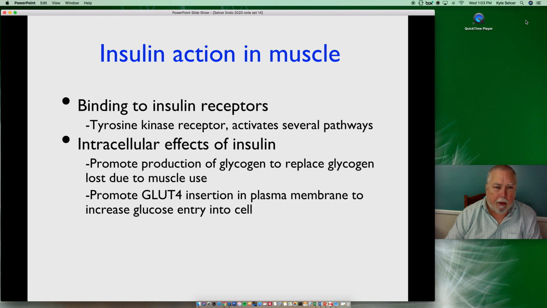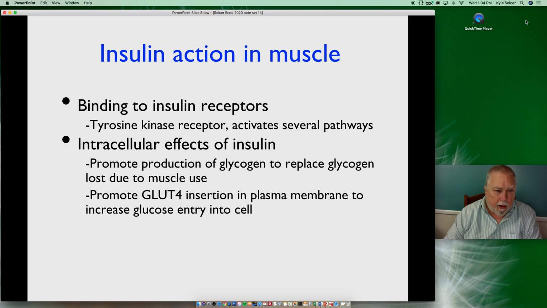Insulin action in the muscle. Insulin operates by binding to insulin receptors. As we saw, it's a tyrosine kinase receptor, and it activates a lot of different pathways. Intracellular effects of insulin promote glycogen to replace the glycogen that was lost during muscle use. So all day long, you're using your muscles, and you're converting glycogen to glucose to use those muscles. But you need insulin to make that glucose back into glycogen so your muscle has something to work with. So insulin is going to replenish muscle glycogen.